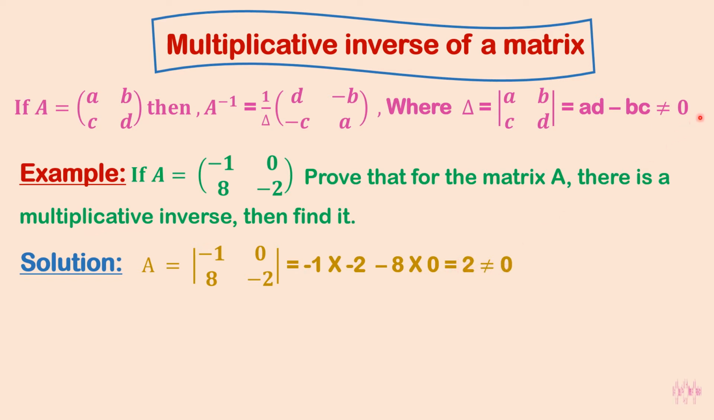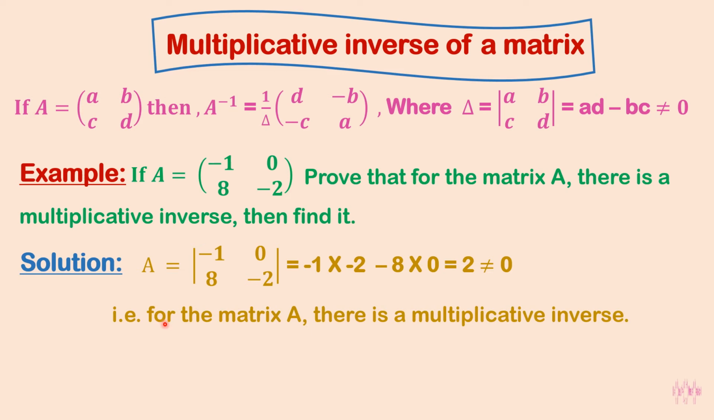So this condition is verified here. The determinant does not equal 0, but it equals 2. Then for the matrix A, there is a multiplicative inverse. If the value of the determinant does not equal 0, the matrix has a multiplicative inverse, as we proved now.